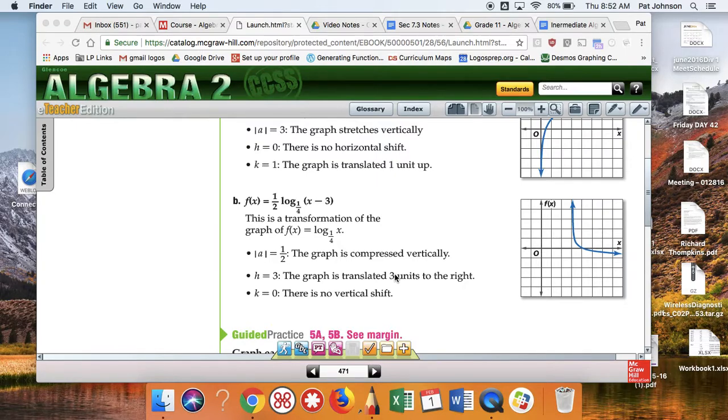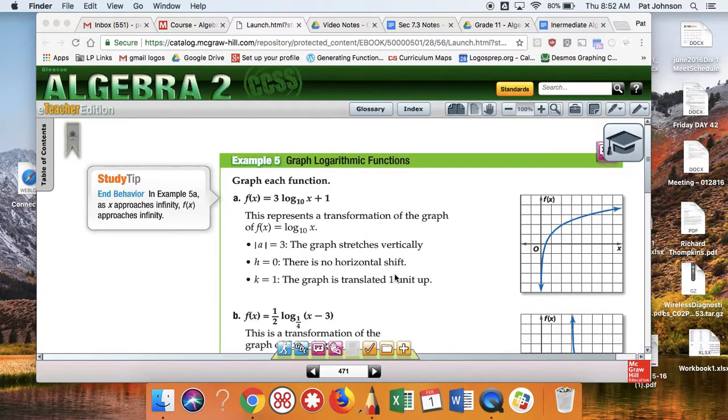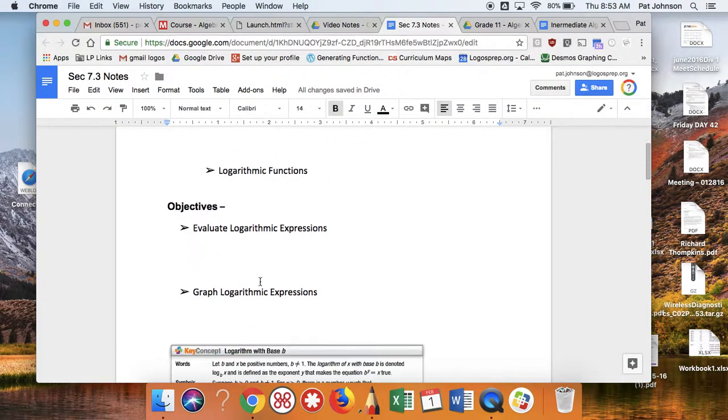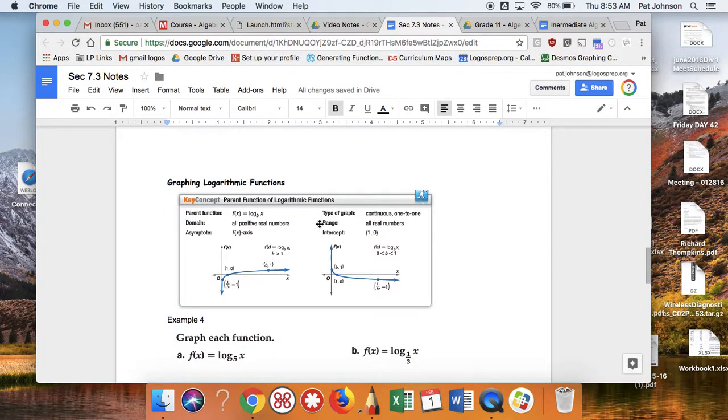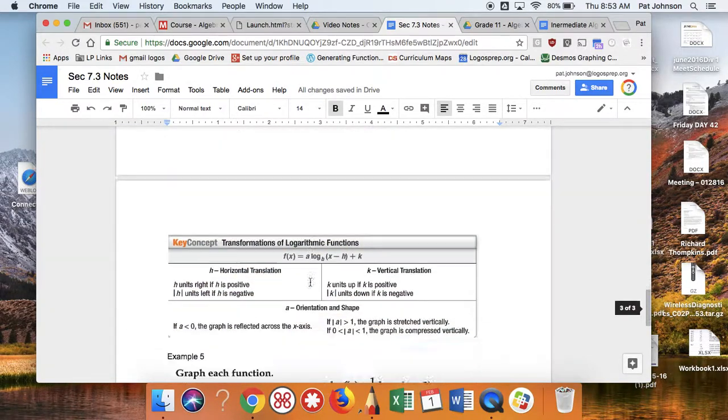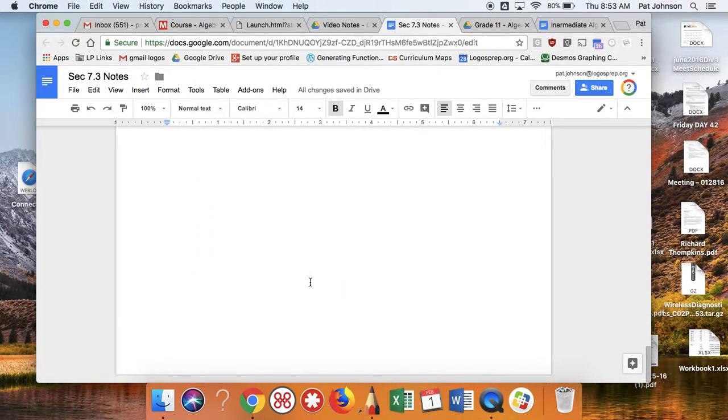Okay, and so we do it the same way. It's really easy. The key is knowing the parent function of your logarithm, and knowing that when b is greater than 1, it increases. When it's a fraction, it decreases. And you know these 3 points. This is going to be really important. That's all you really need to graph, and give me the 3 points. All right, do the practice problems, and we will see you in class.